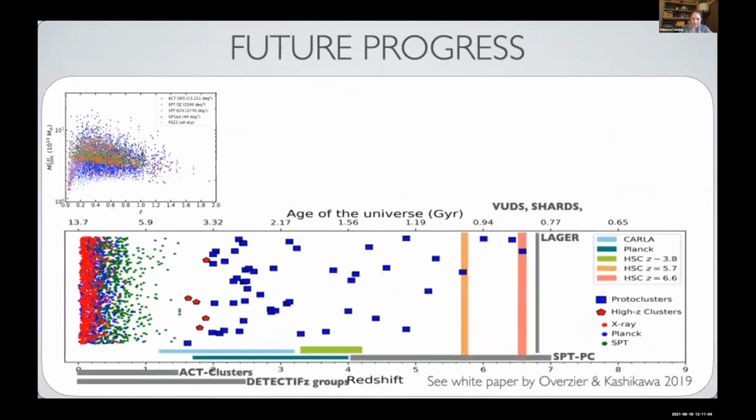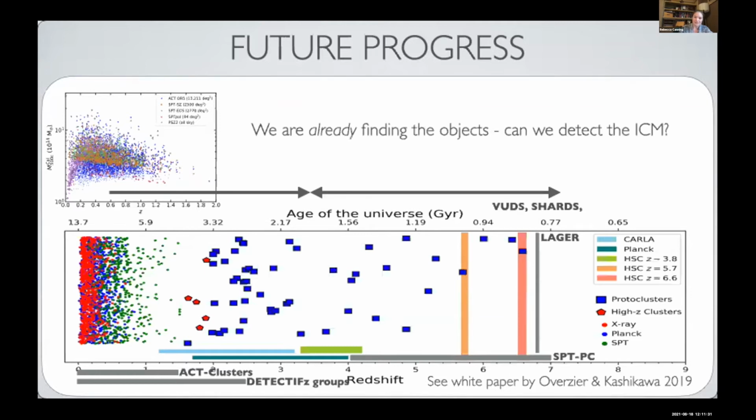But we're also making a lot of progress, as we've heard, from the protocluster side. This time I've taken a figure from a white paper by Overzier and Kashikawa from 2019 and doctored it a little to try and add in the various surveys I've been listening to throughout the week. It's not an exhaustive list, I'm afraid, so do let me know if I've missed them. But I think this is already impressive. We're already finding these objects. There's just a question of whether we can detect the ICM in them.